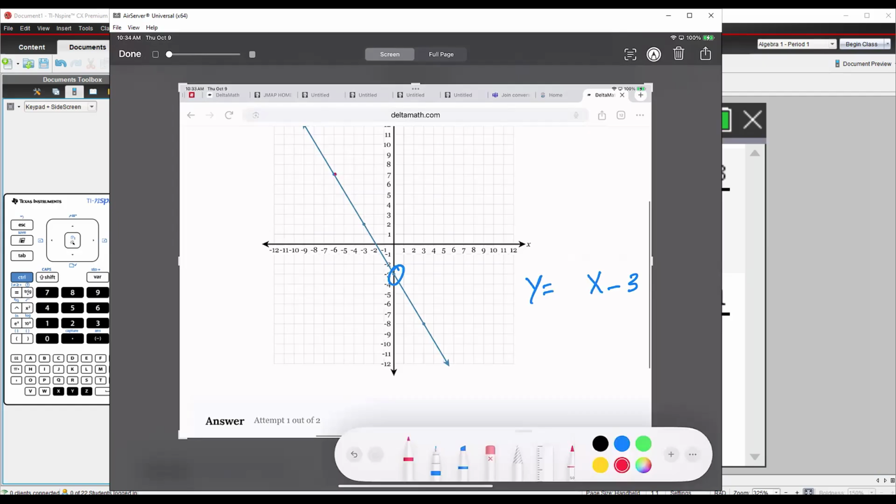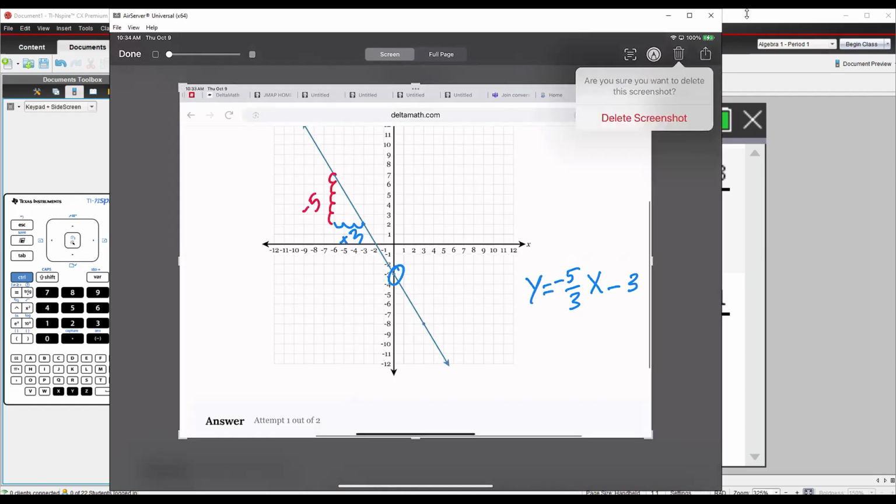So I'm going to start from this point. 1, 2, 3, 4, 5. I went down 5. And then I'm going to run 1, 2, 3. So the slope is -5/3. So that's what we're going to put here.